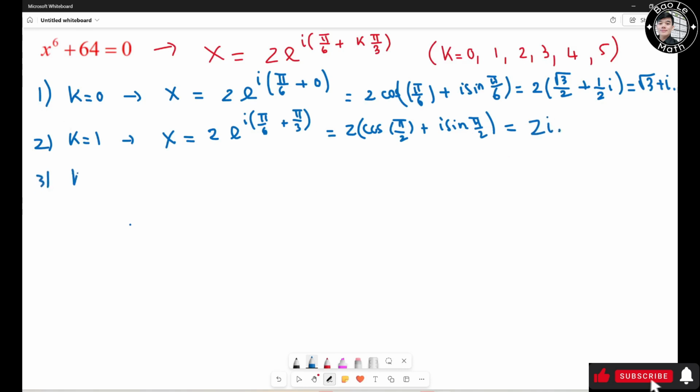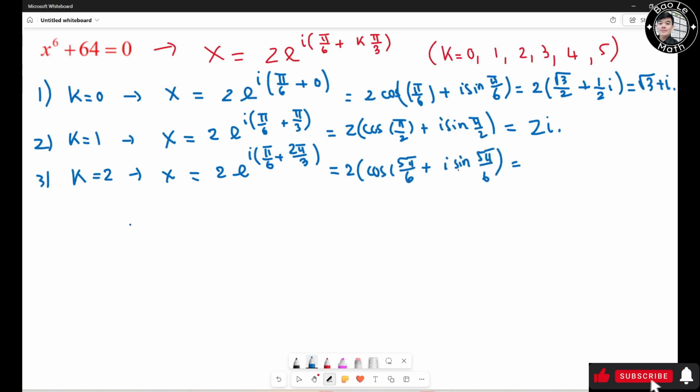Now, number 3, k equals 2. You have S equals 2 e to the i of pi over 6 plus 2 pi over 3, right? So this turns out to be 5 pi over 6. So it's going to be 2 times cosine 5 pi over 6 plus i times sine 5 pi over 6, right? Cosine 5 pi over 6 is negative root 3 over 2, and sine 5 pi over 6 is 1/2, so it's 1/2 i. Now you distribute 2, so it turns out to be negative root 3 plus i.